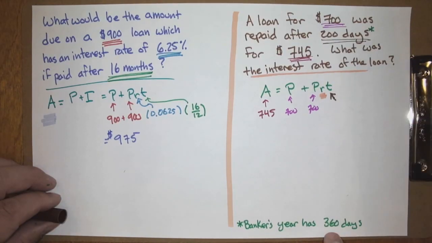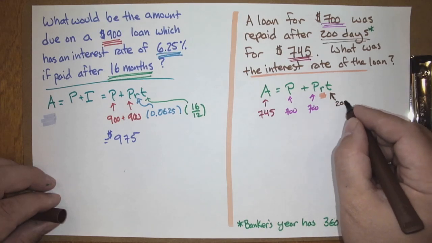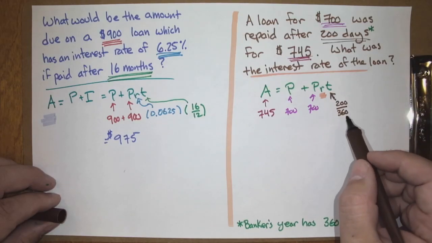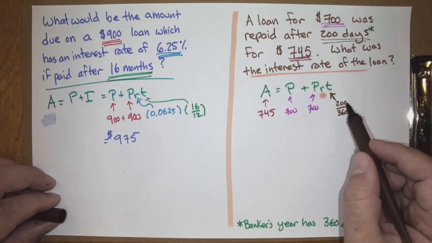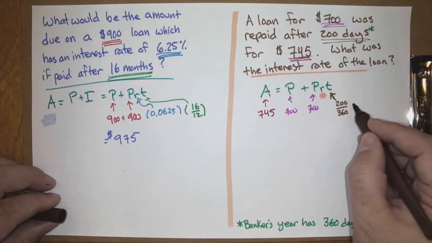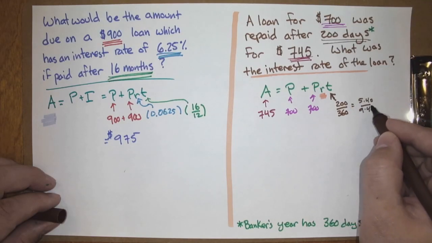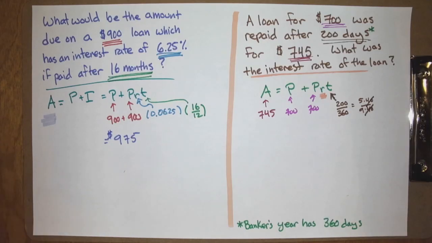Yeah, it's going to be 200 over 360 because we're going to think of a year as having 360 days. So 200 over 360. Now, if we wanted to, we could probably simplify this. These are both divisible by 40. So the top is 5 times 40. The bottom is 9 times 40. So we can think of this as 5/9. If we didn't see that, the calculator would see it for us.